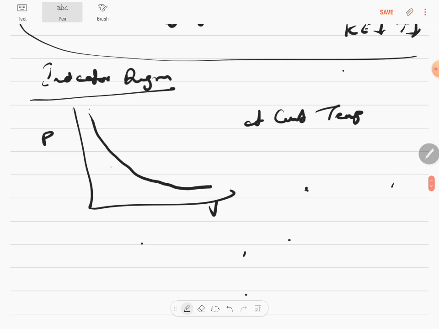pressure is decreasing in this direction, which means expansion is happening. Volume is increasing in this direction. Volume increasing means expansion is happening. In this other case, if you see, pressure is increasing and volume is decreasing. So it's compression. In the same diagram, you understand which direction is compression.